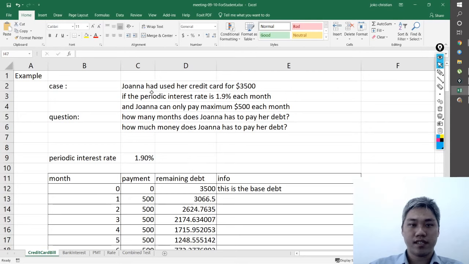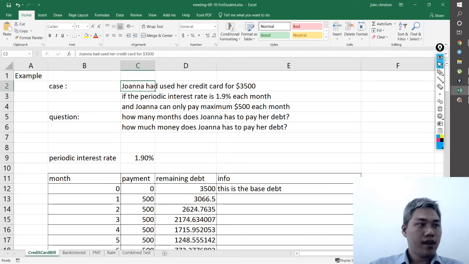such as this one. Let's say someone called Joanna used her credit card for $3,500 and the periodic interest rate is about 1.9% each month. Joanna can only pay a maximum of $500 each month. There are two big questions. How many months does Joanna have to pay her debt? And how much money does Joanna have to pay for her debt?